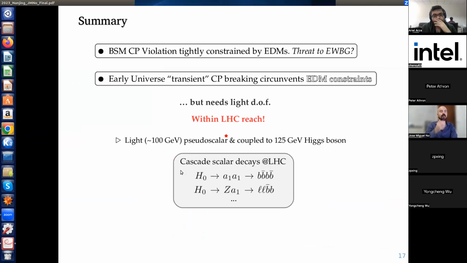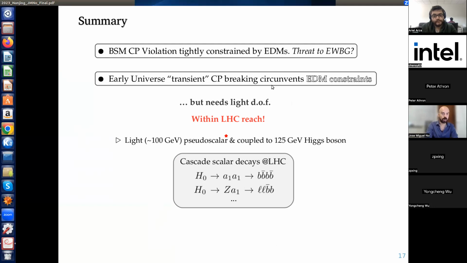Okay, let me summarize what I told you about in this talk. The main point that I wanted to convey is that beyond standard model CP violation is tightly constrained by EDMs, and this is a threat to electroweak baryogenesis, a very serious one. But there are ways out of it. And one way out, a well-motivated one, is that the early universe could have undergone a transient period of CP breaking, and this would essentially circumvent EDM constraints, because at present there would not really be beyond standard model CP violation, or it would be very suppressed. But in the early universe, it was enhanced enough to allow for baryogenesis. But this needs light degrees of freedom, which are within LHC reach.